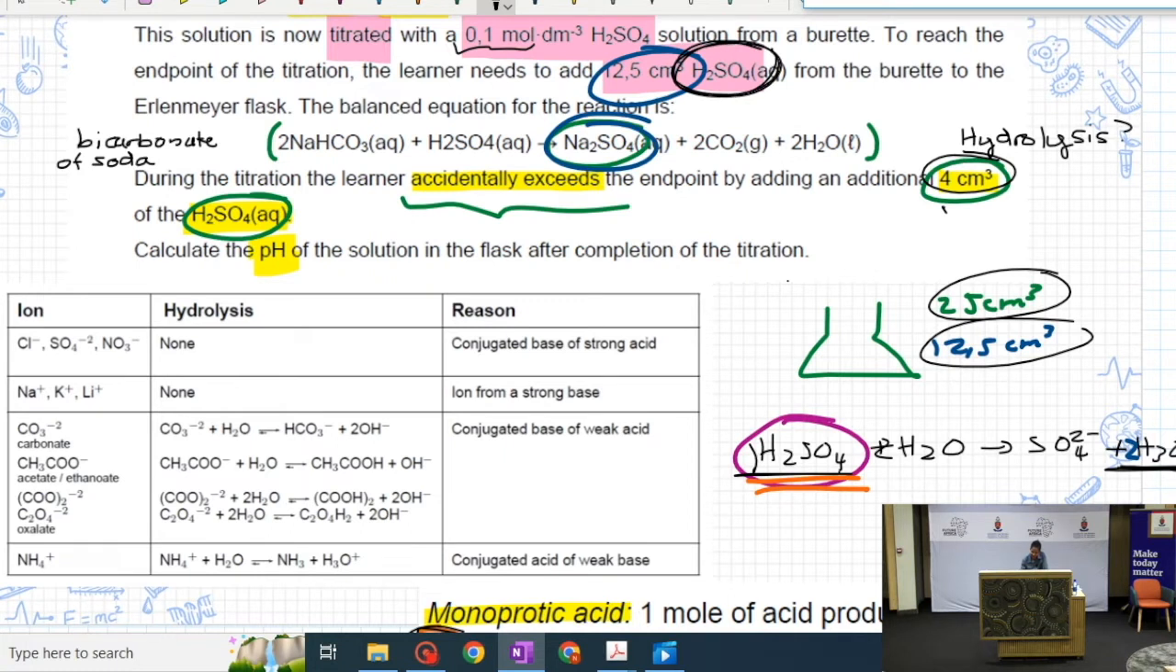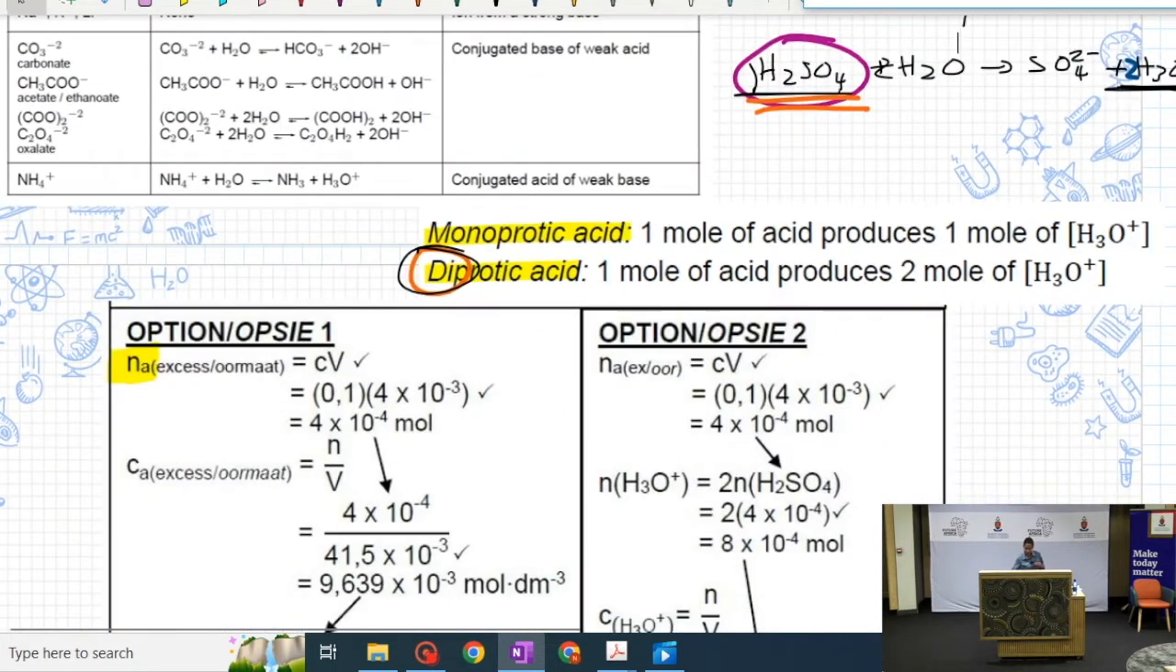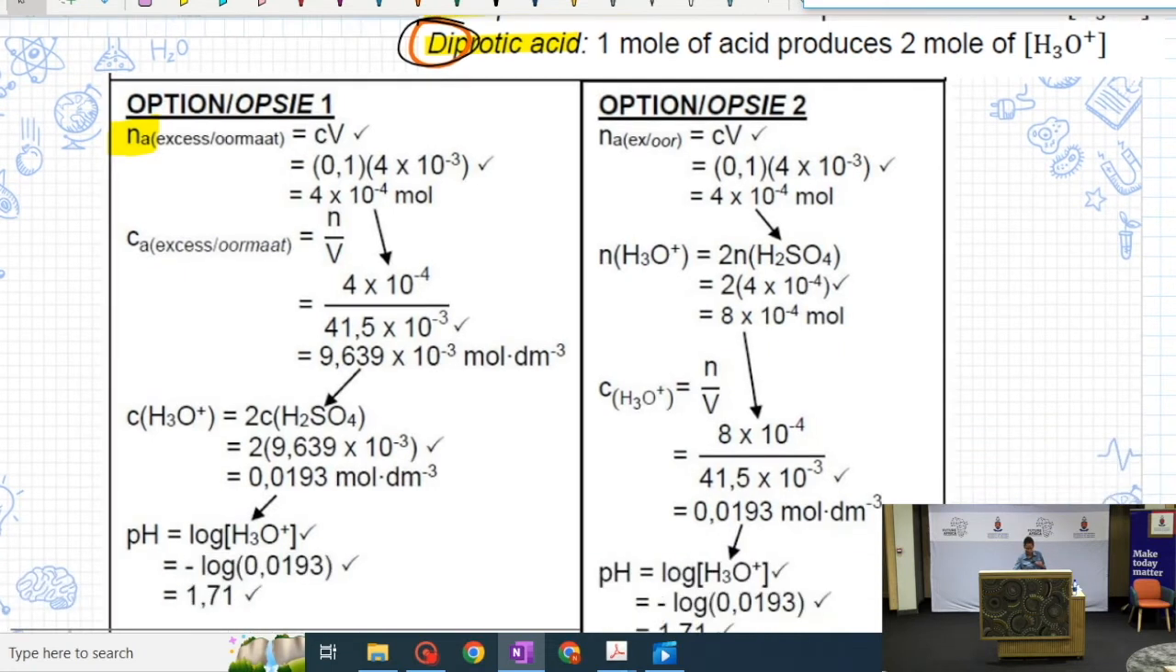We've added an excess of that acid, but the volume is not 4. We have 25 centimeters cubed plus 12.5 centimeters cubed plus the 4 centimeters cubed. Is centimeters cubed the correct unit to work with? No, so make sure that you do your conversion. We're going to divide by 1,000.